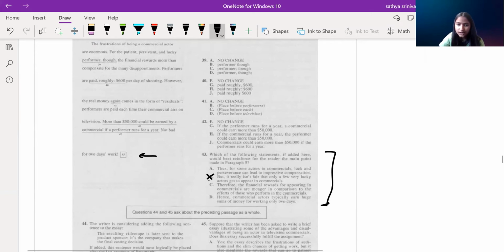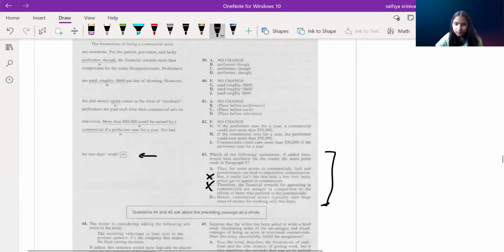And C is actually the exact opposite of what it's talking about, because it's saying, therefore, the financial rewards for appearing in commercials are meager in comparison to the efforts of those who perform in the commercials. Again, that's not really what it's talking about. It's talking about the rewards being very, very large, very compensating for the many disappointments. So this is exactly the opposite of what's here. So obviously it's not reinforcing the idea.